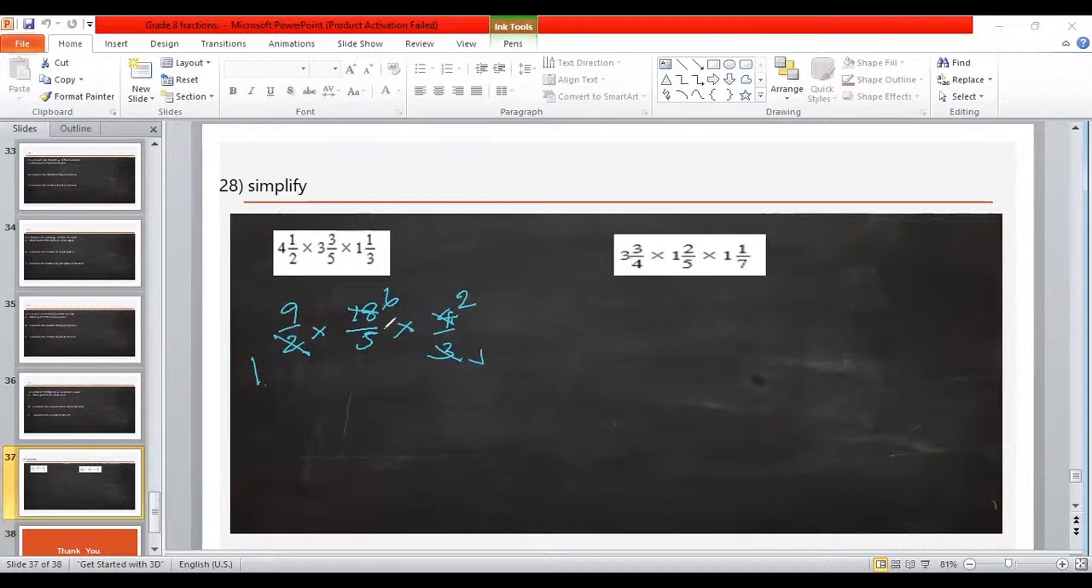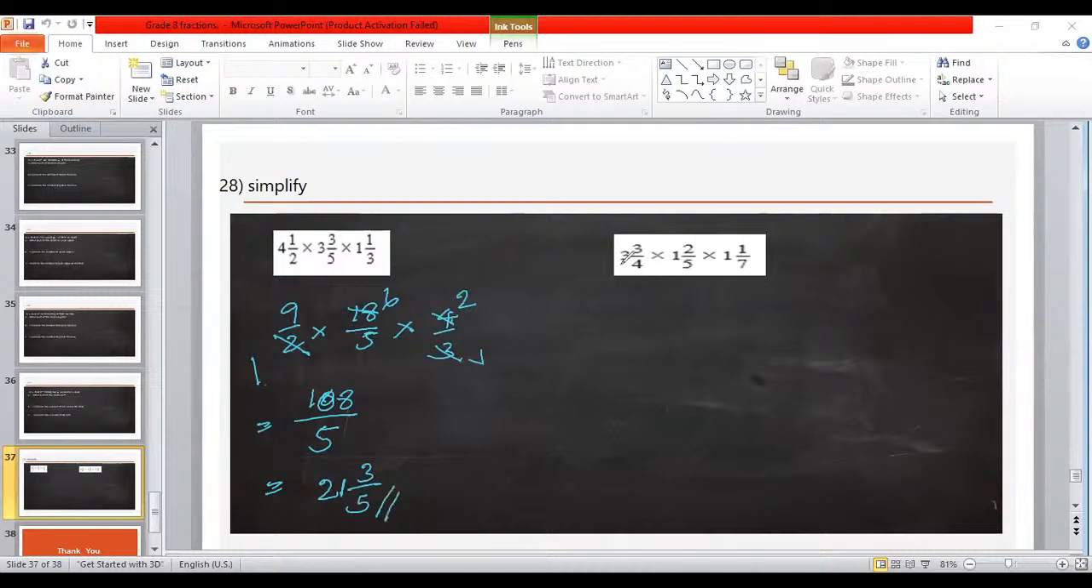9 times 6, 6 times 9, 54. 54 times 2, 108. 108 divided by 5. What is the answer? 10, how many 5's? 2. 8, how many 5's are there? 1. 3 remaining. 21 and 3 over 5.